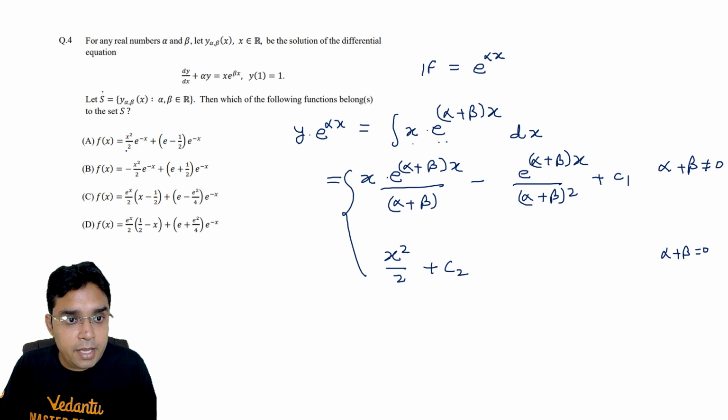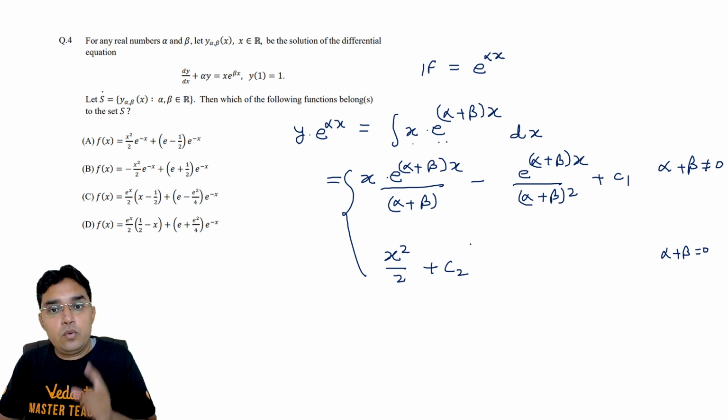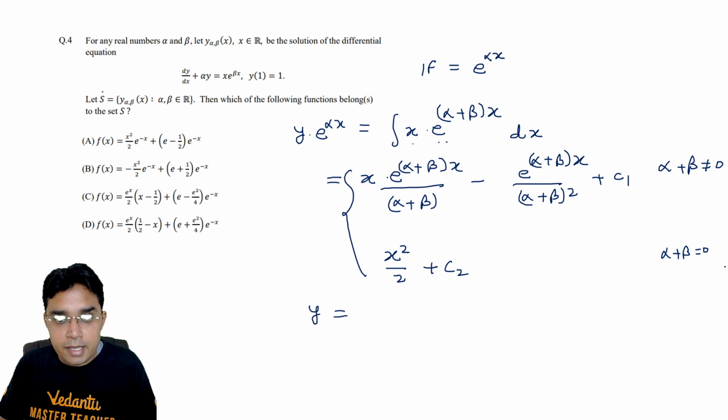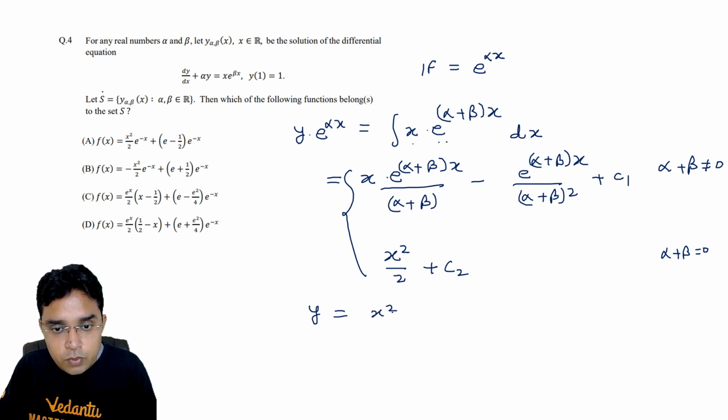My options are saying A, in which the power of e is minus x only. So this case can correspond to the second one, because in this case, if I divide by e power alpha x, we will get only one possible power for e. Let me write that first. So if I use the second case here, when alpha plus beta is 0, this y will be equal to x square upon 2 into e power minus alpha x plus c2 into e power minus alpha x.